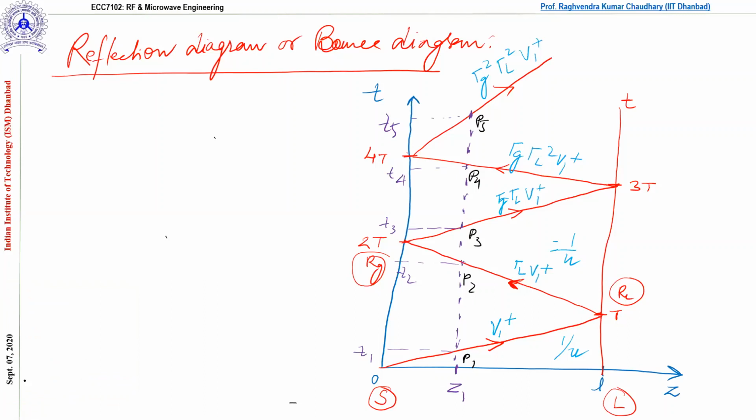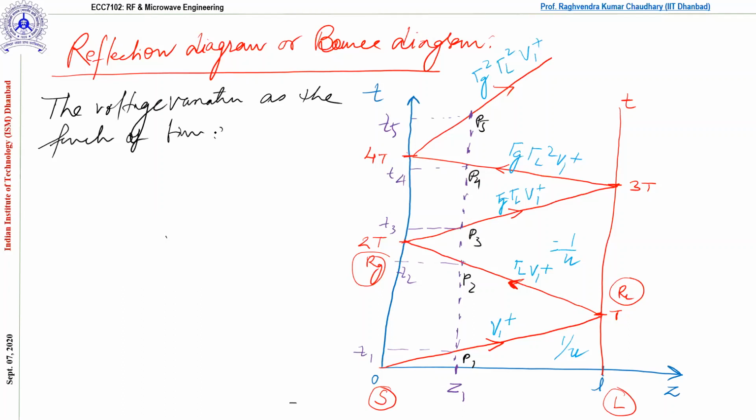So what I'm saying here now, we will do the voltage variation as the function of time at z equal to z1, fine. Earlier, what we did was at time t4, fine. Now at a particular location we will analyze with respect to time, fine.